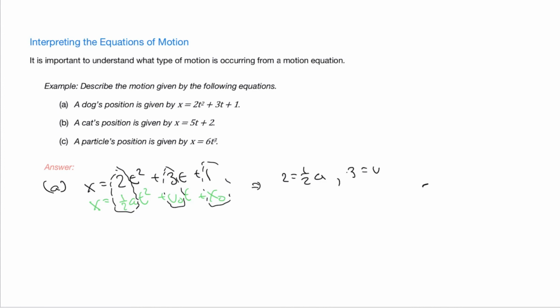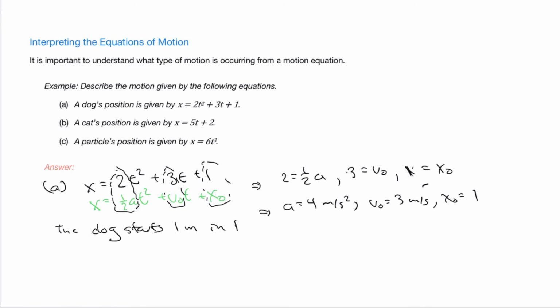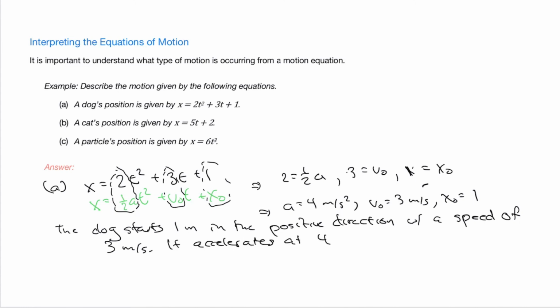So if we write these down, then we can solve for these variables. A is equal to 4 meters per second squared, v naught is 3 meters per second, and x naught is equal to 1. Now if we want to describe this situation in a sentence, we could write something like, the dog starts at 1 meter in the positive direction at a speed of 3 meters per second. It then accelerates at 4 meters per second squared.